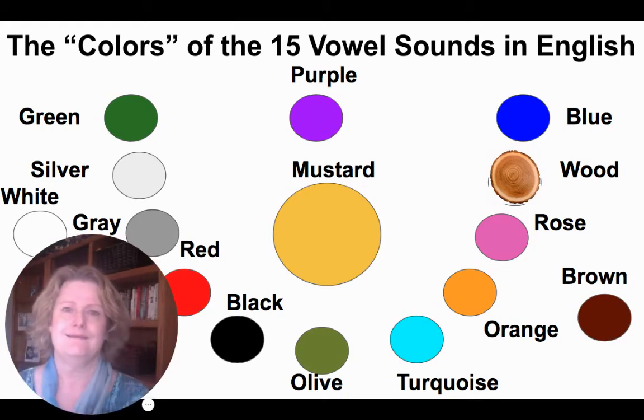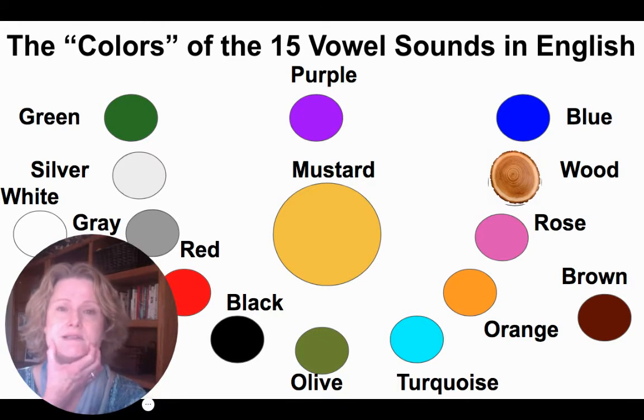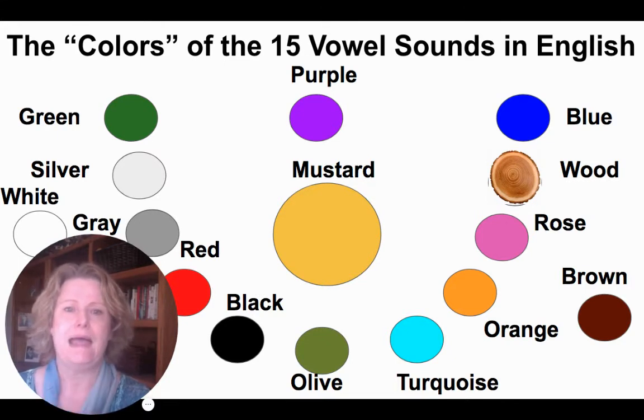Red, it's pretty quick. We have it in so many words. It's one of the most common sounds, like letter or let. Now for black, you need to engage the muscles here in the back, and your jaw drops just a tiny bit. Your jaw will drop more for olive, aw.